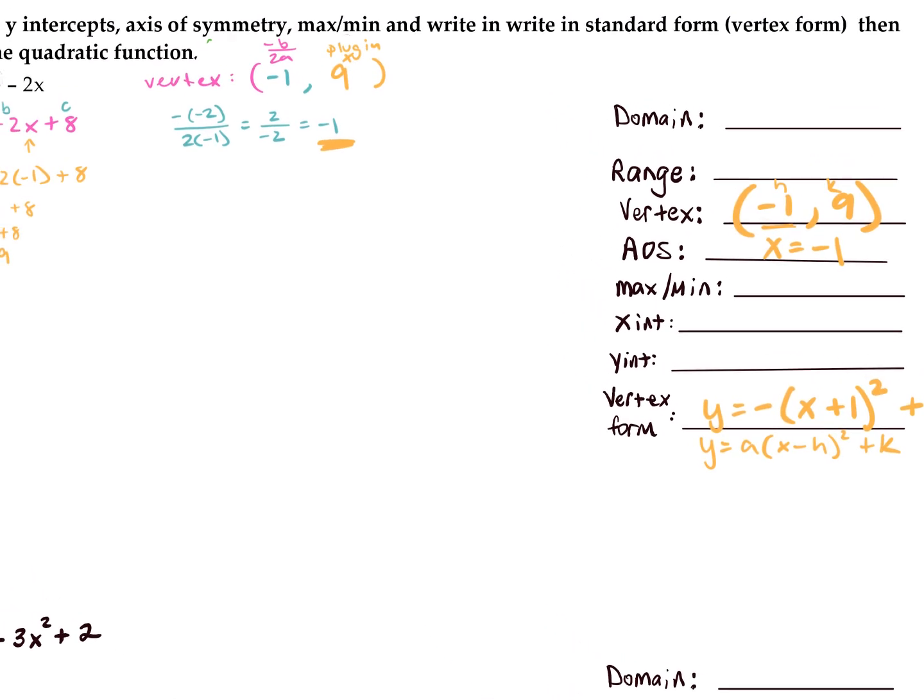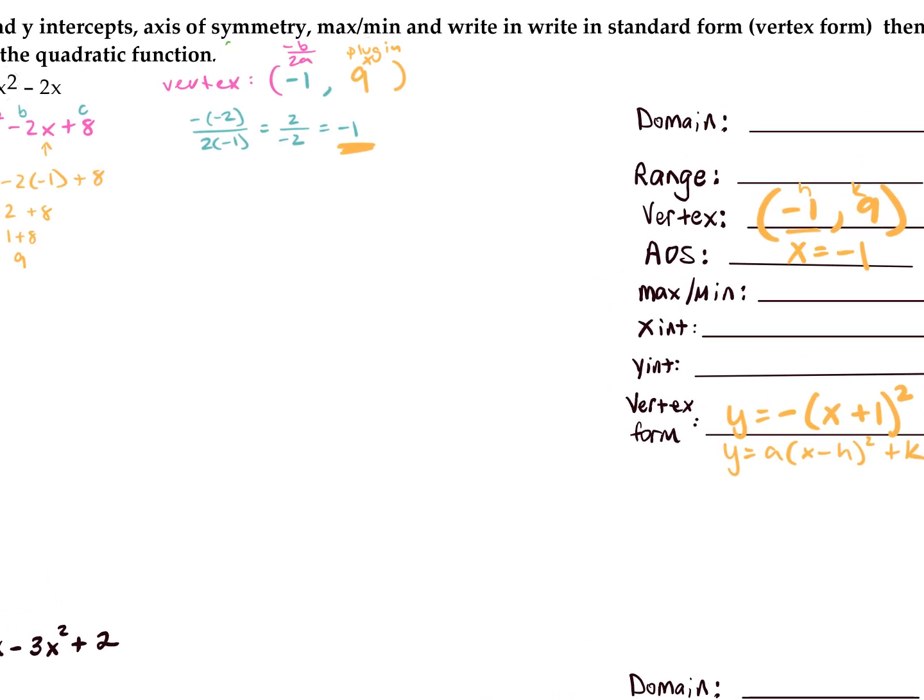One other thing that we can find right off the bat is our domain. What would our domain be here? What's our domain always for quadratic functions? Negative infinity to positive infinity. It is always going to be all real numbers for your domain.